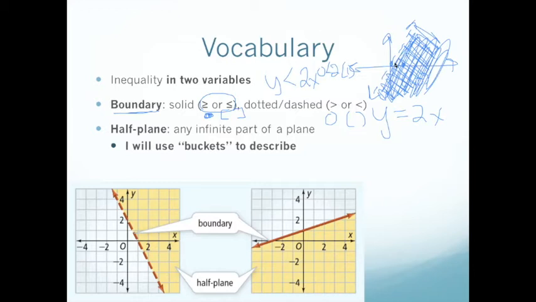I can pick this point, it would work. This point, it would work. This point, it would work. This point, it would work. If I pick this point, it will not work. That's not in my shaded region.